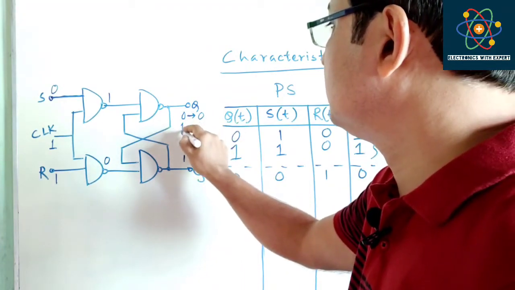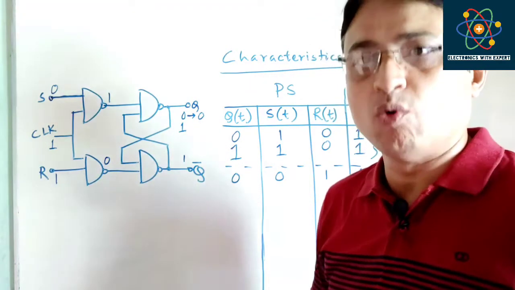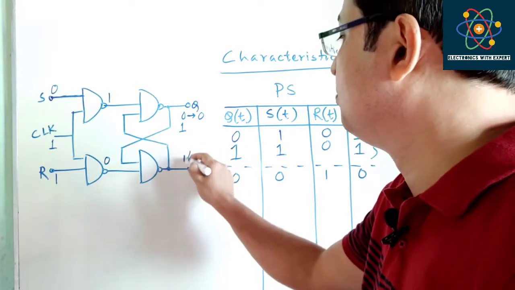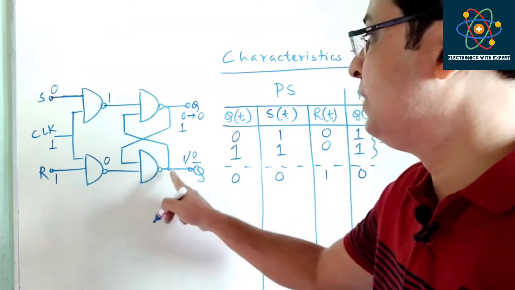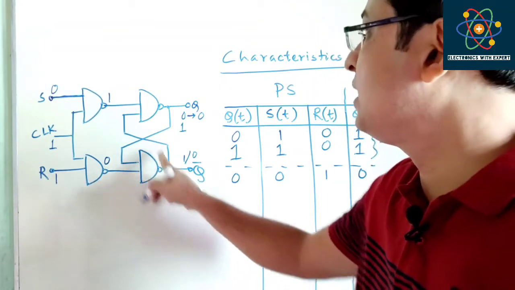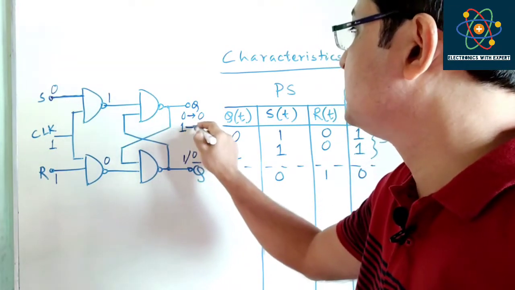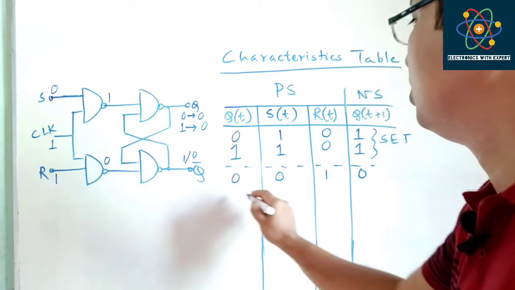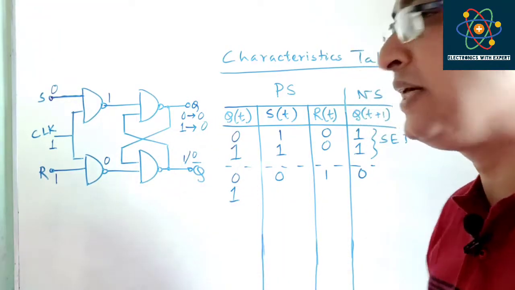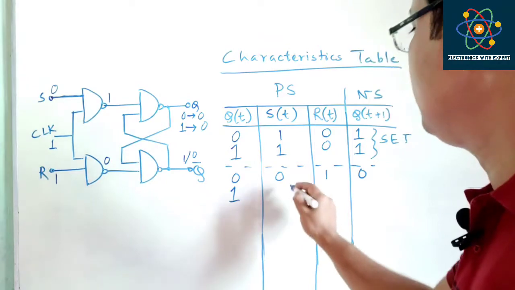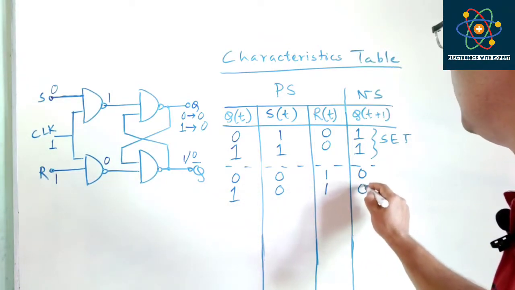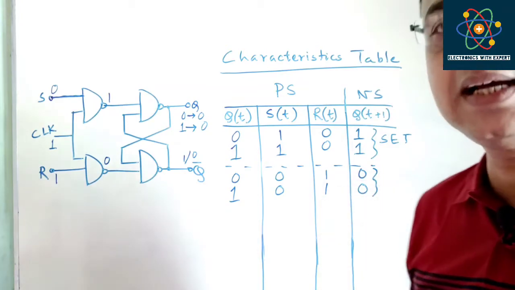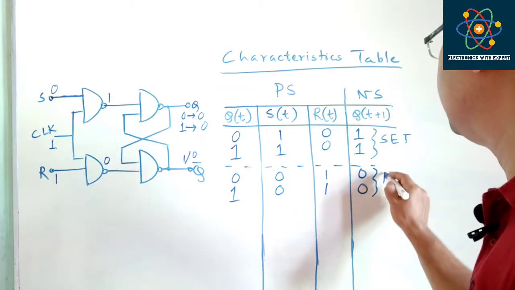Now if the previous state output was 1, what happens? Then Q bar should be 0. Now for this 1 and 0, it makes this 1, and 1 will make this 0 again. So if the previous state output was 1, then also for S=0, R=1 the output is 0, and this case is known as the reset output.